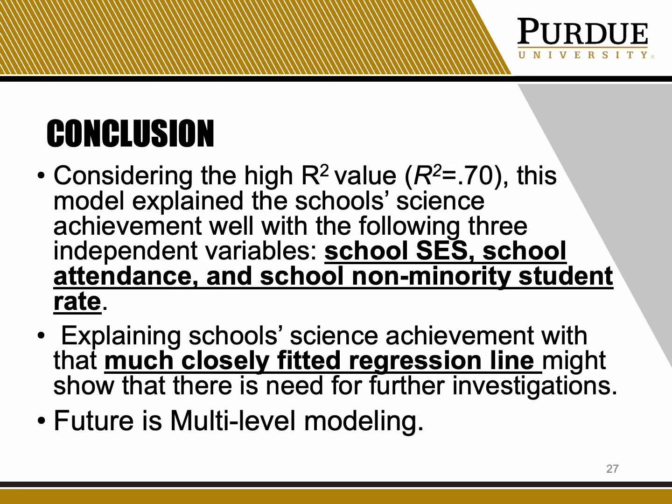Here is our conclusion. Considering the high R-square value, which is around 0.7, this model explains the school science achievement well with the following three independent variables: school SES, school attendance, and school non-minority student rate. Explaining school science achievement with such a closely fit regression line might show that there is a need for further investigation. In this study, we only ran the multiple linear regression. For future studies, running multi-level modeling with student, school, and state level can also be a good way to explain the reason behind such a close fit regression line.